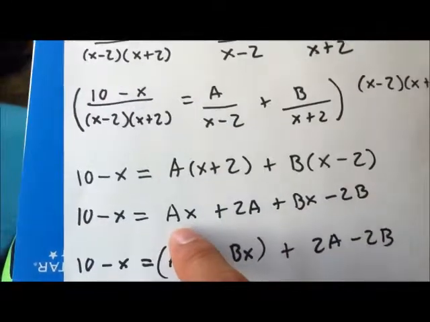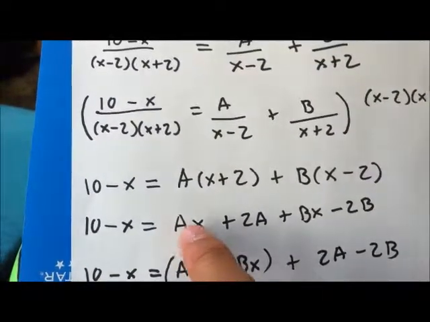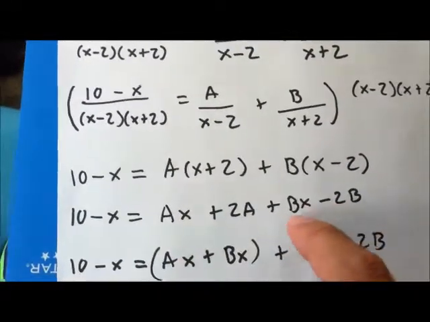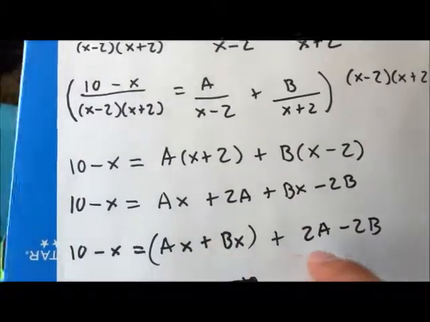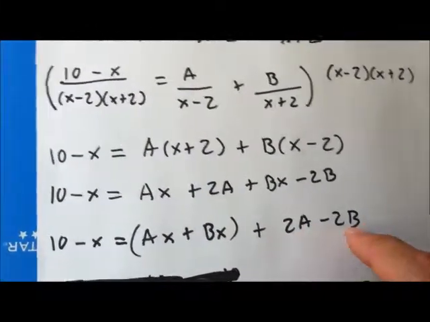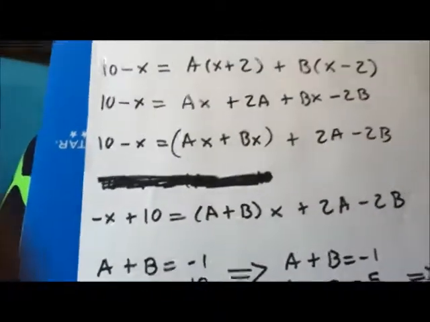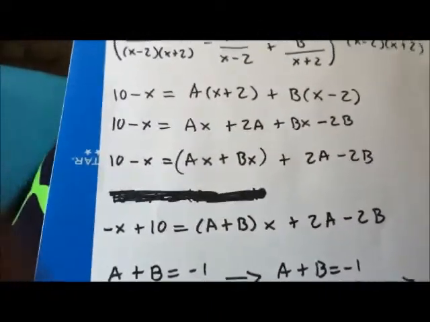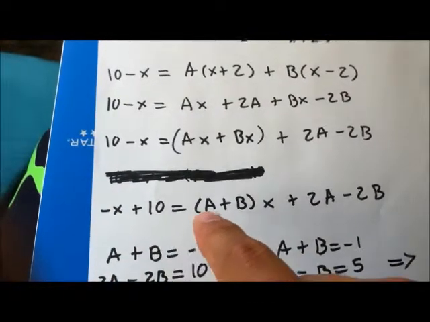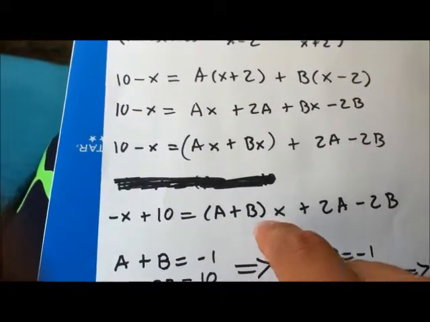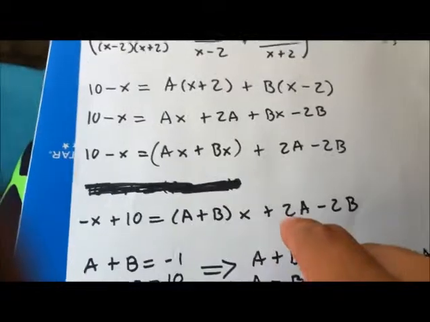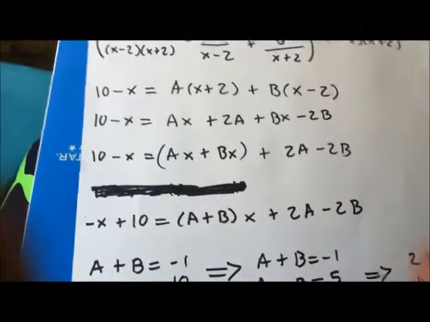So we have to group like terms. For example, we group Ax with Bx, which is here, and 2A minus 2B, which is a constant. So we end up with this: negative x plus 10 equals the quantity A plus B times x plus 2A minus 2B.